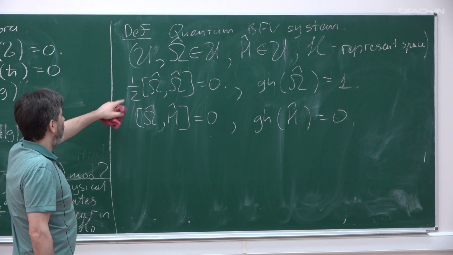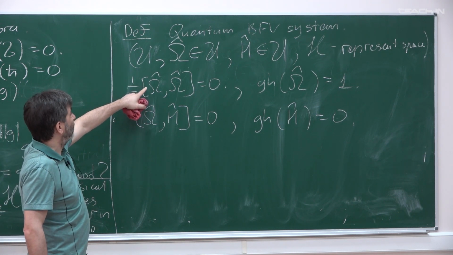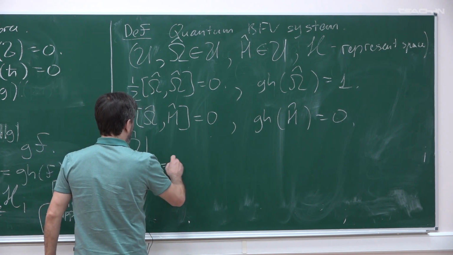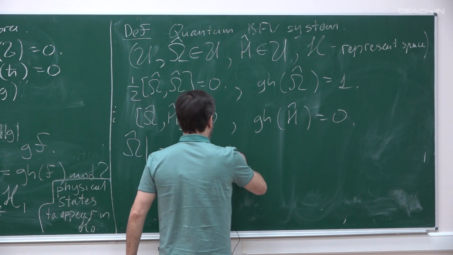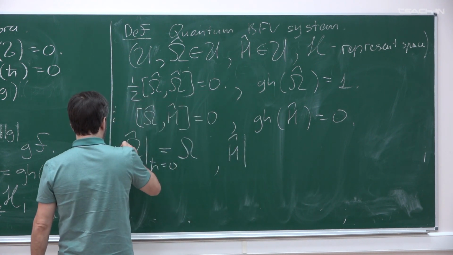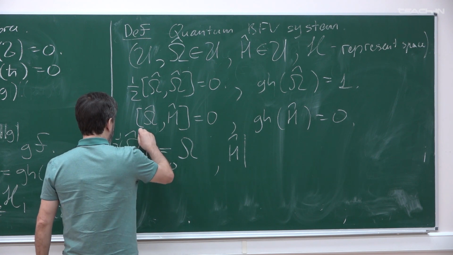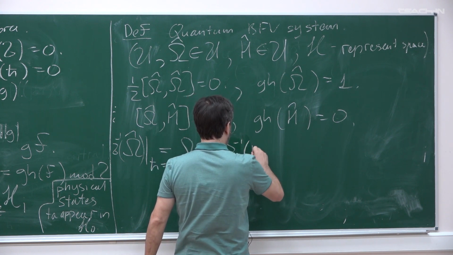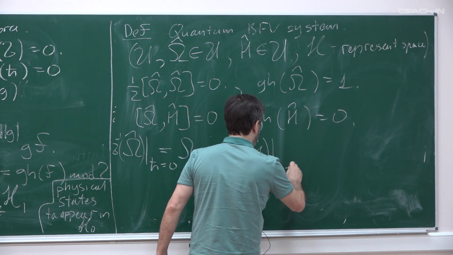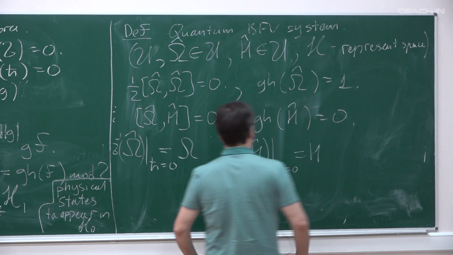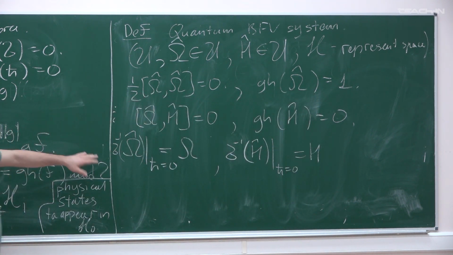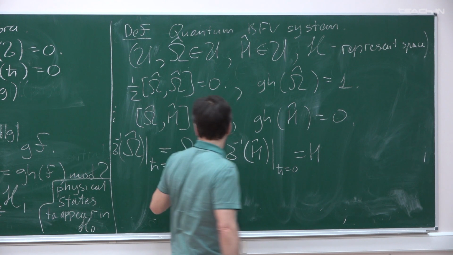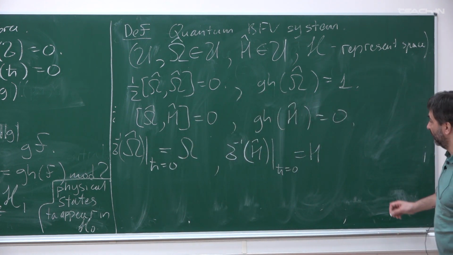And in the classical limit, when we send h bar to 0, omega becomes our initial omega, and h hat, well, strictly speaking, sigma minus 1 of this, and sigma minus 1 of h hat at h bar equals 0 becomes our initial Hamiltonian. Then we say that this system is a quantization of the system with BRST charge omega and Hamiltonian h, right?